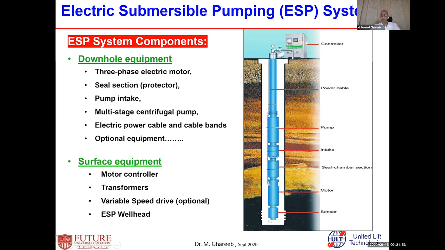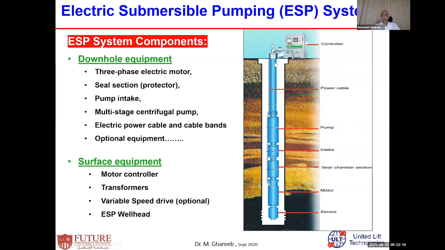There is some optional equipment that can be used, like sensors. A lot of people run sensors for pressure, temperature, and vibration. A lot of data can be taken from the sensor since there is an electric cable, and we can use that electrical cable to run a sensor which transfers all the data to the surface, so we can monitor all the downhole conditions and how it's running and how it's going on.